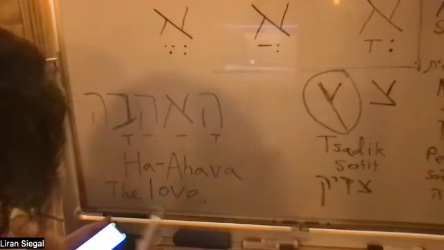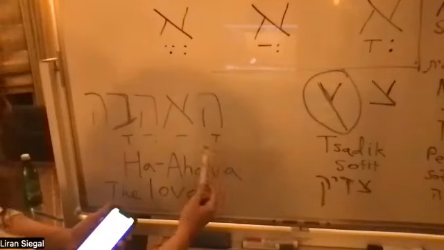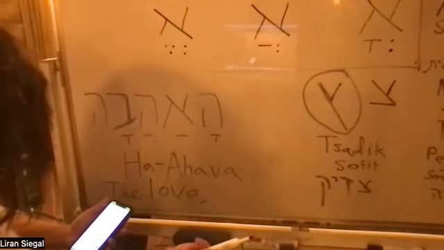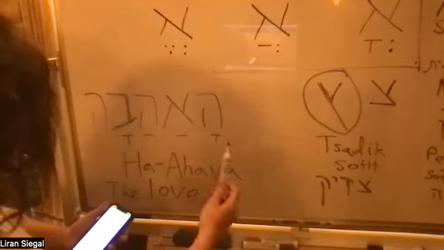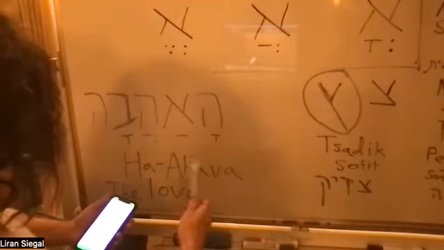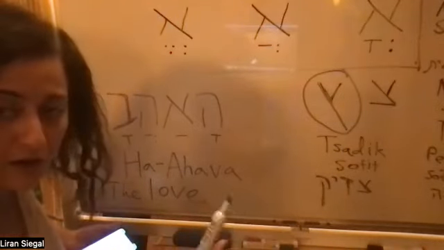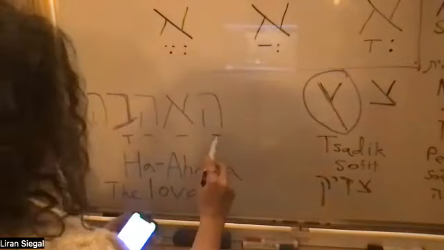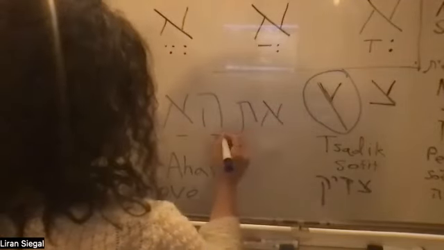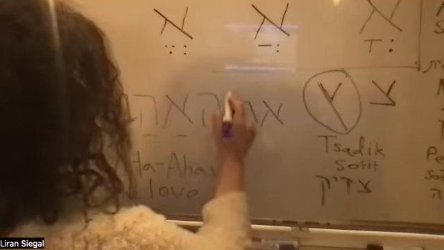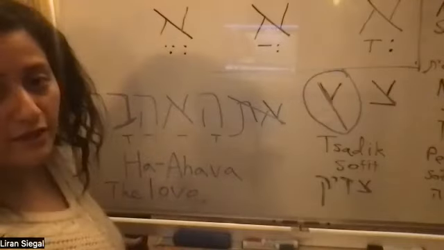Yeah, it would be the in this situation. But also ha is also the. Okay, this is a good example. It marks the definite direct object of a sentence. So, she saw the car approaching. It would be hirata et harechev. Rechev is car. So if it has a ha and an et right before it, it's the love. But even if I didn't have it, ha ahava is the love. So it's still the. Does that make sense?